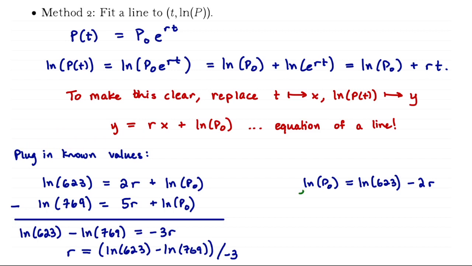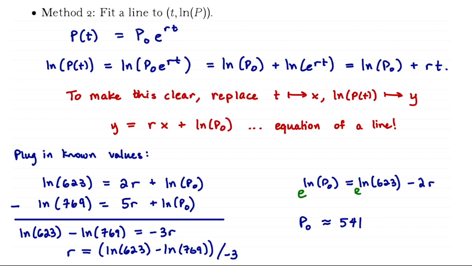Let's go ahead and exponentiate both sides. So if I do e to the left-hand side equals e to the right-hand side, on the left-hand side, we're left with the initial population. And on the right-hand side, if you crunch those numbers, you get the same thing as before. It's going to be approximately 541. Okay, so we have the same expressions as before.